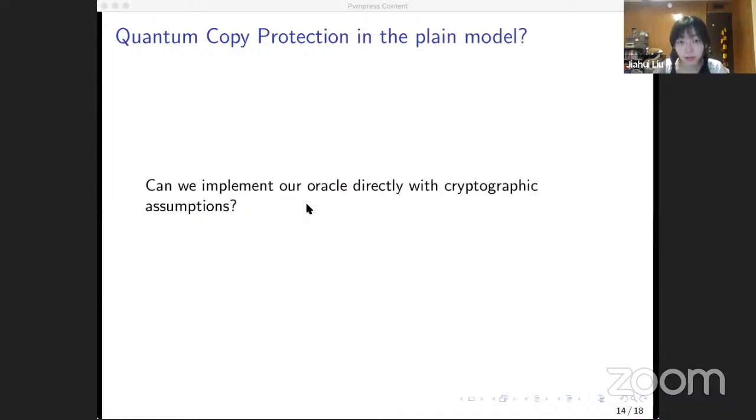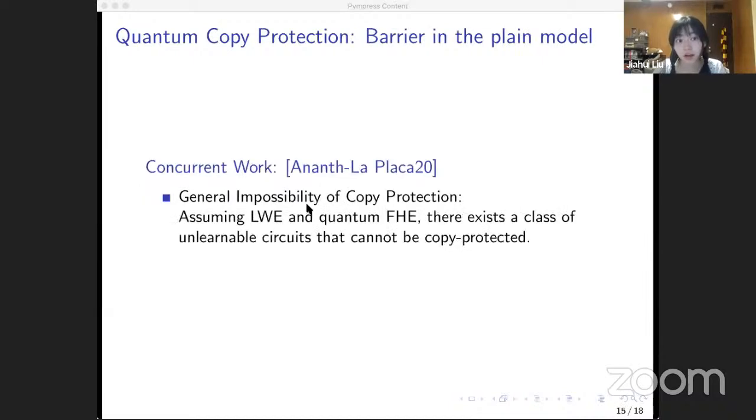After we have an oracle construction, we wonder if we can move to a construction using more practical crypto assumptions. However, unfortunately, we have a barrier if we want to remove oracles. A concurrent work shows that using post-quantum hardness of learning with errors and quantum fully homomorphic encryption, we can build a circuit that is unlearnable, but can never be copy protected, by using some non-black-box techniques.